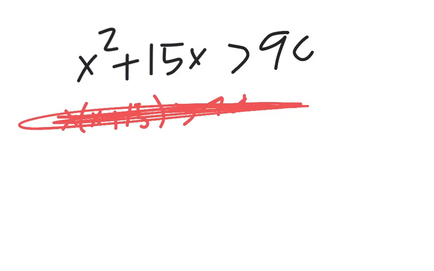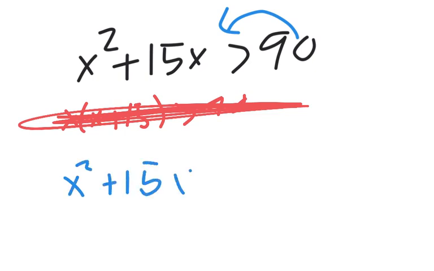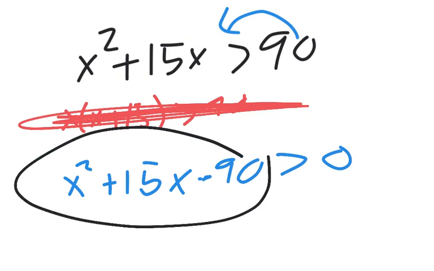So here's how you do it graphically. Get everything to one side. X squared plus 15x minus 90 must be greater than 0. So what am I saying? Where is the parabola above the x-axis? Where's the parabola positive? You understand that question? Greater than 0 means it's above the x-axis. It could be less than 0, which means it needs to be below the x-axis. It could be greater than or equal to, less than or equal to.